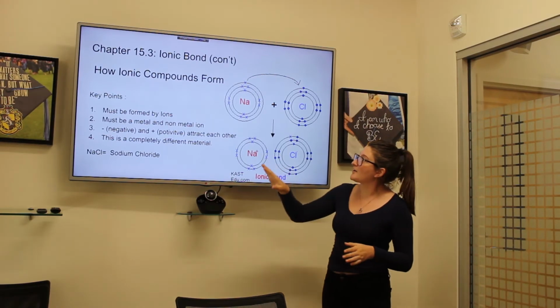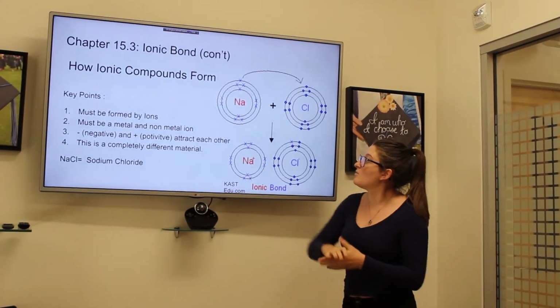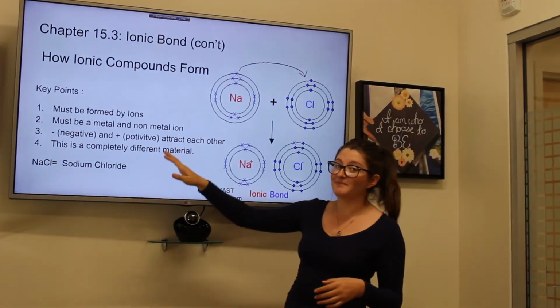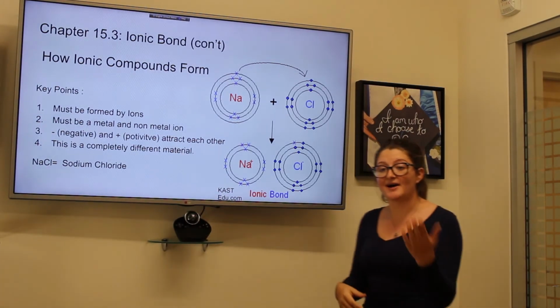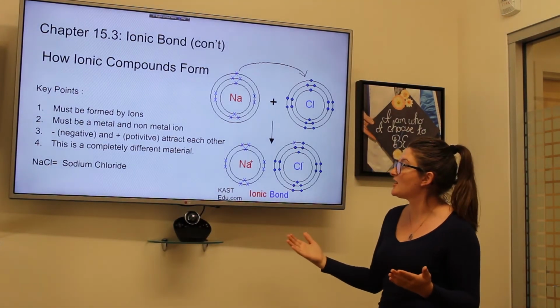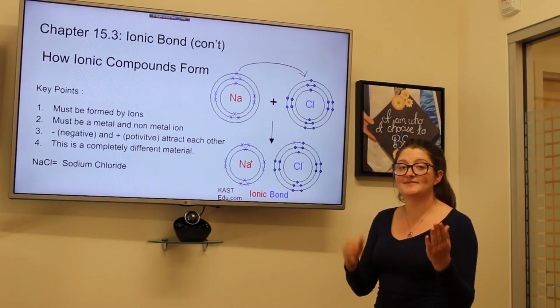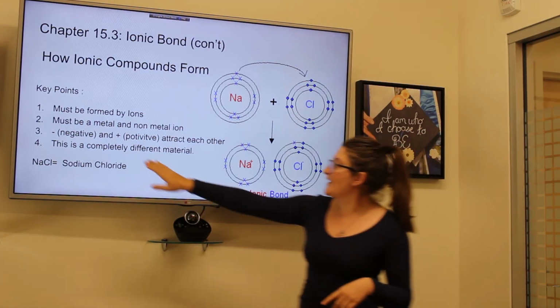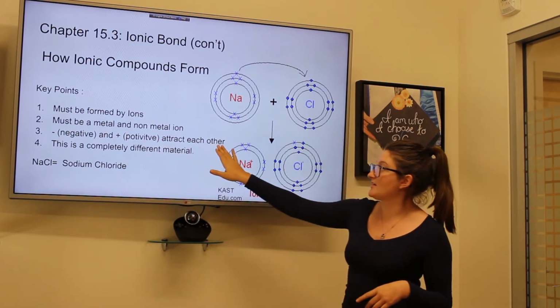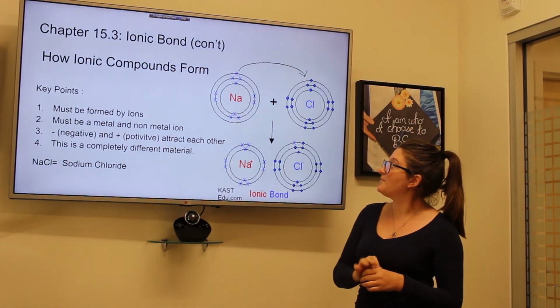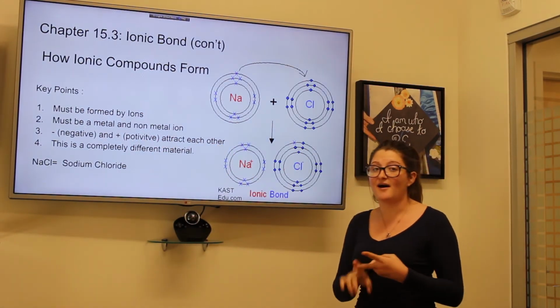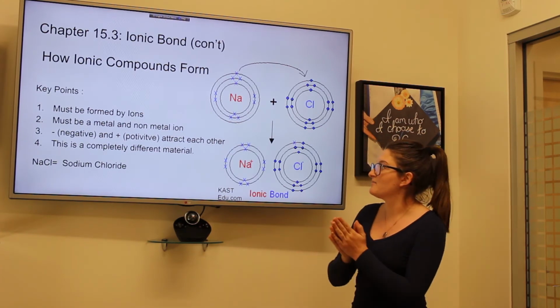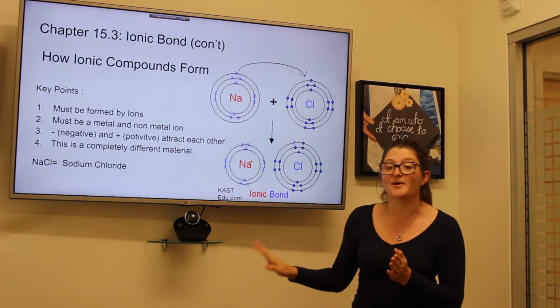So how is an ionic compound formed? Well, the key points are they must be formed by, obviously, ions. So you need a positive and you need a negative charge. You can't have 2 positives coming together. So the negative and positive attract to each other. And also another key point is they have to be a metal and a non-metal, because if they're both metals, that's a different kind of bond.